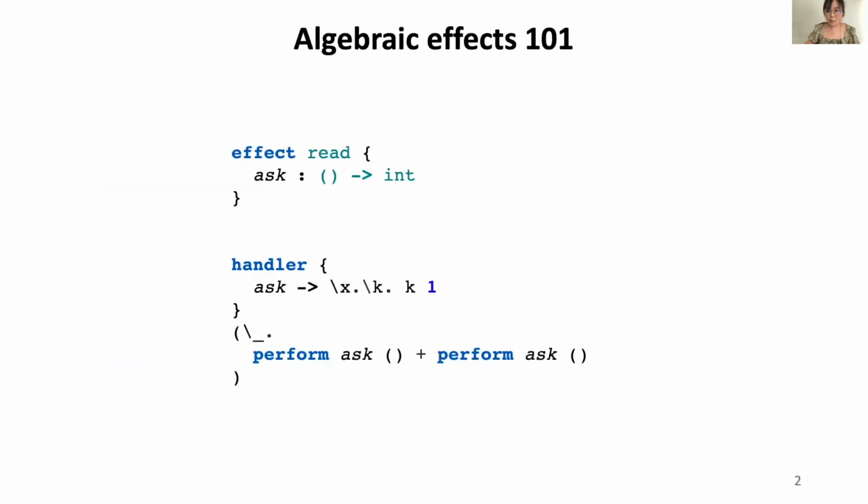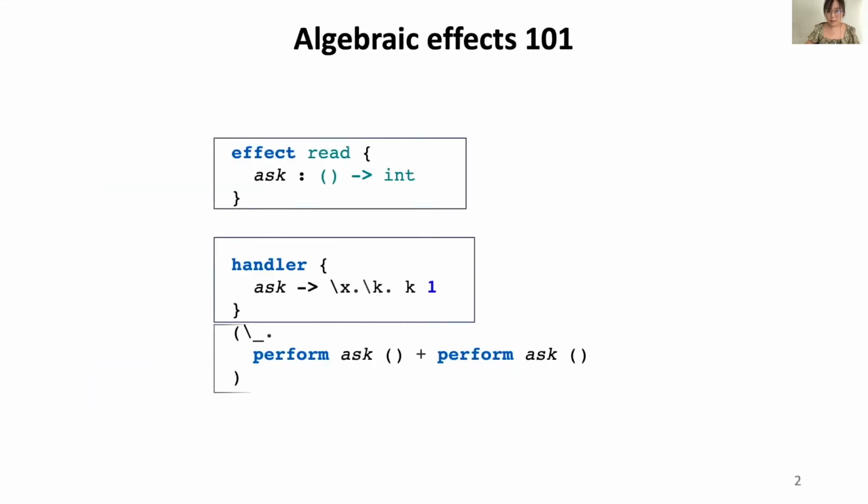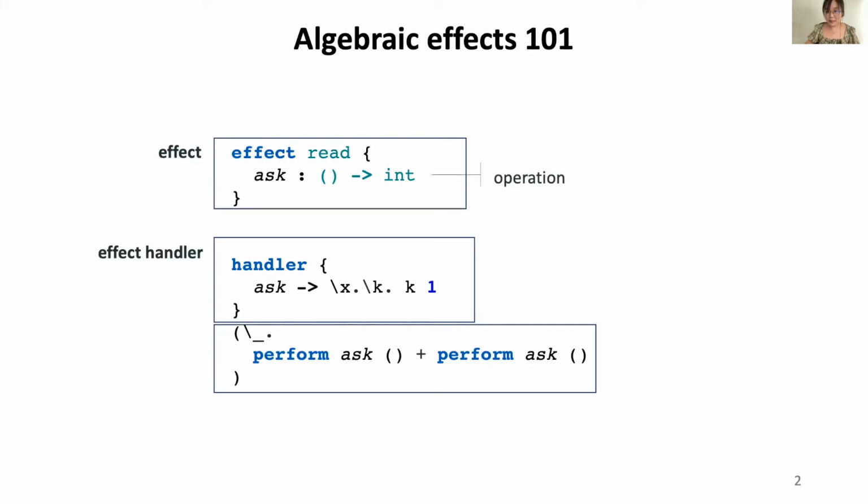Here is an example for the reader effect. There are three parts. In the first part, we define an effect read, which has a single operation ask that, given a unit, returns an int. The second part defines a handler for the read. The implementation says that if the program calls ask, it will resume the resumption k with the result value 1. The handler takes a computation, which is represented as a unit-taking function. In this computation, we simply call ask twice. Since each ask returns 1, we will get 2 as our final result.